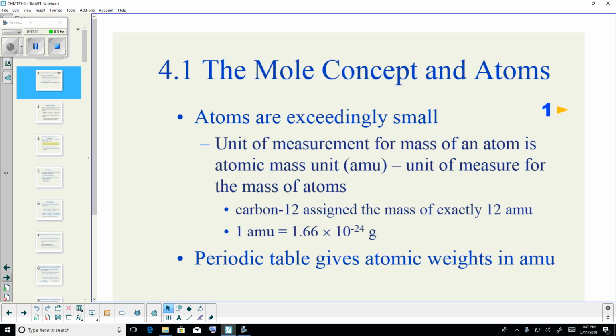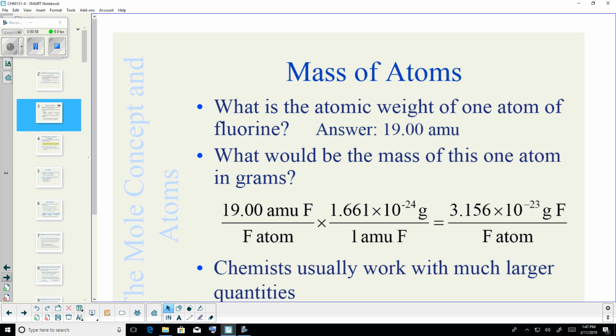So the unit of measurement for the mass of an atom is the atomic mass unit. They randomly assign the isotope carbon-12 a mass of exactly 12 AMU. 1 AMU is 1.66 times 10 to the minus 24th grams. So the periodic table gives all your weights in AMU. The atomic weight of one fluorine atom is 19.00 AMU, according to your periodic table.